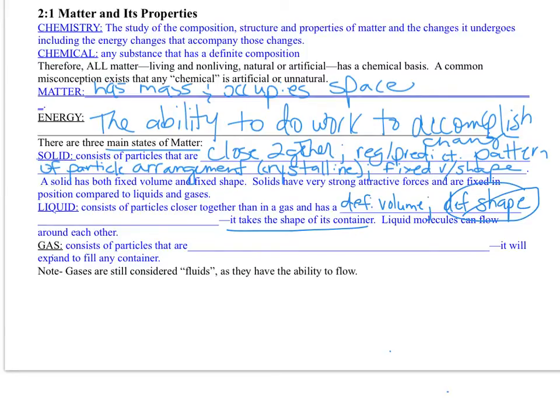And then gases consist of particles that are widely separated and have no definite shape. It will expand to fill any container. And here's a little note. Gases are still considered fluid, as they do have the ability to flow, even if you can't see them.